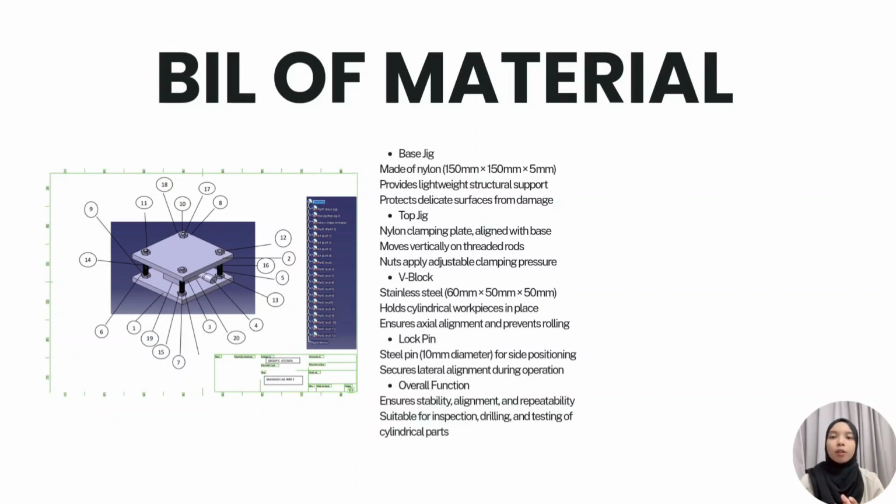Overall, this jig ensures stability, accuracy and repeatability, making it suitable for inspection, drilling and testing of cylindrical parts. On the slide, as you can see, this is the tooling breakdown table and the exploded view to help visualize the assembly. Thank you.